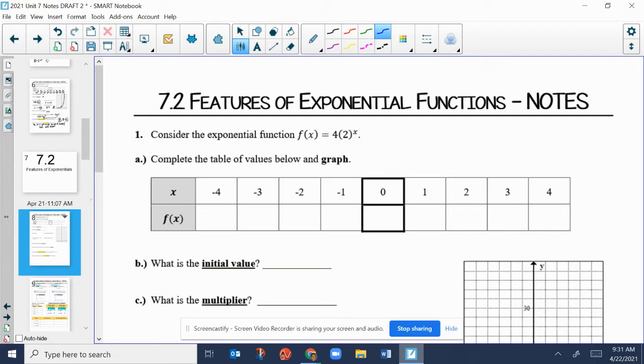This is Mrs. Hayes, and we're doing the 7.2 Features of Exponential Functions notes.